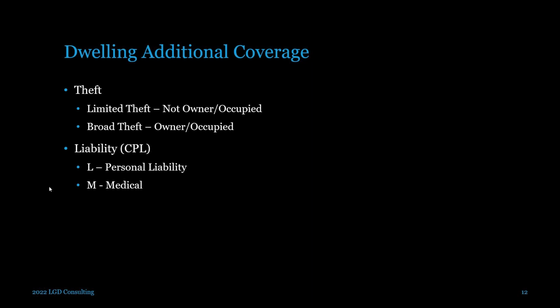Dwelling is 1 to 4 units, which may or may not be owner occupied. So if it's a 3-unit structure where you live in one unit and rent out the other 2, you can't get a homeowner's policy, even though you live there, because it's 3 units.